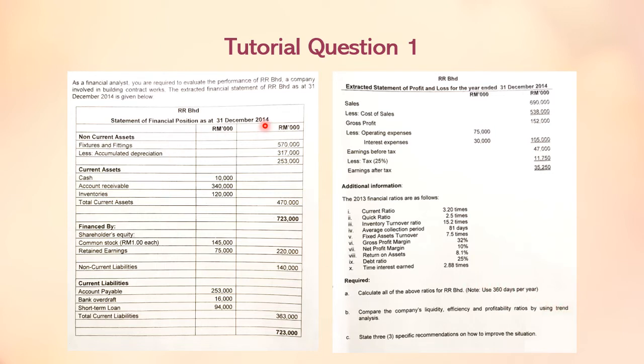So this is 2014 performance financial statement. This is last year's financial ratio. So you need to compare current year with last year's to do some trend analysis. Okay, and then state 3 specific recommendations on how to improve the situation. So let's see how we do these questions.